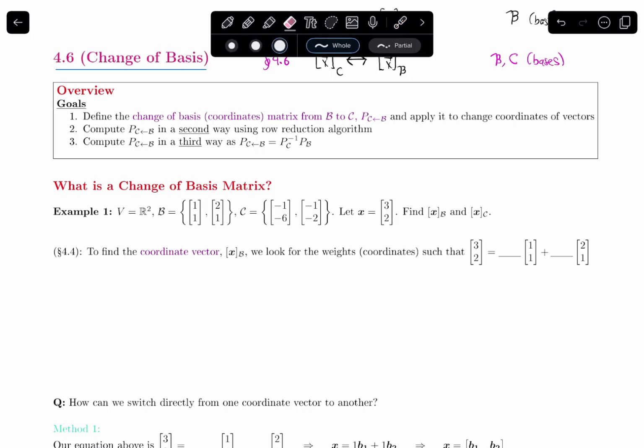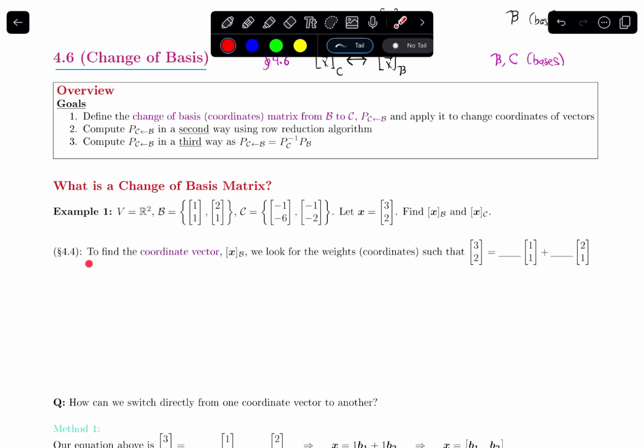So let V be R2. And I'm going to let B be the set of two vectors, C be this other set of two vectors. It turns out both of these are bases for R2. Okay, and I'm going to let X be the vector 3, 2. So first, let's find the coordinate vector of X in terms of each of these bases.